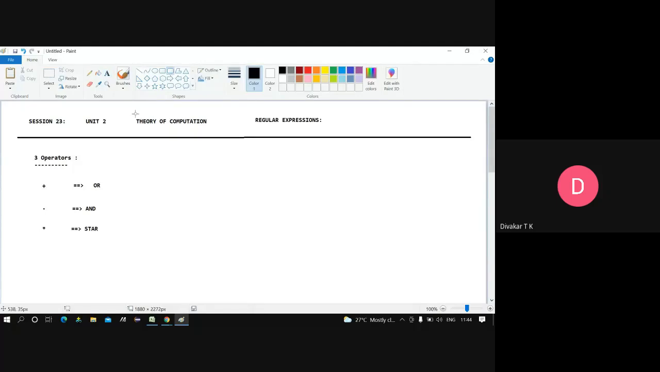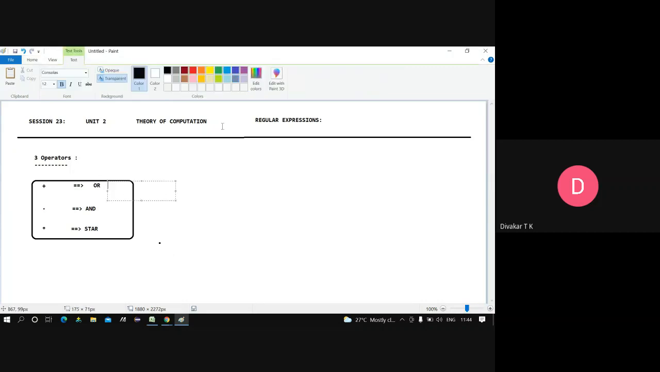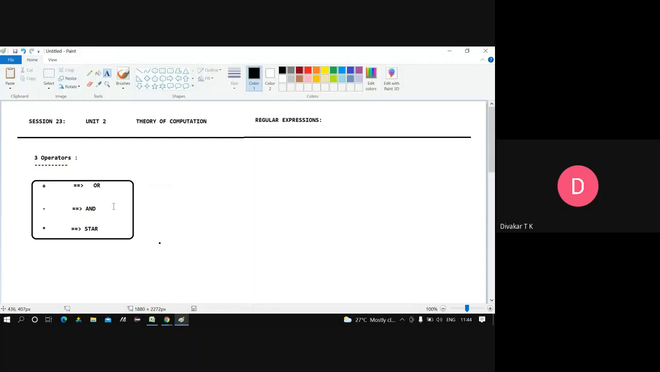Operators here. One is the OR operator, the AND operator, and the star operator. Okay, these three operators we are supposed to understand. So what does the plus operator mean here? Plus means the OR operator, meaning this way or that way. And the AND operator means both we are choosing.